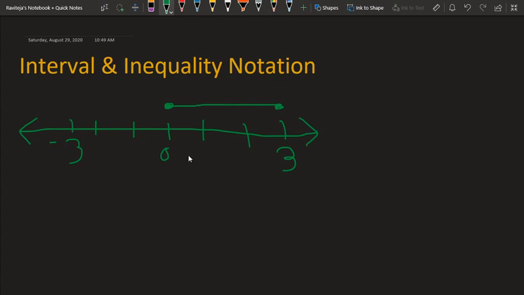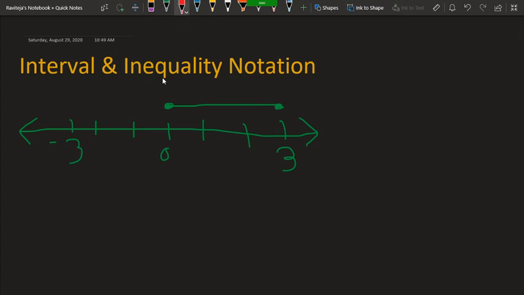Another thing to note is that 0 and 3 themselves are also included as x values. Why is this? This is because there are closed circles above the values of 0 and 3. 0 and 3 are the endpoints. 0 is the left endpoint of this line, and 3 is the right endpoint of this line. So we know that this line starts from 0 and goes to 3, and we know that 0 and 3 themselves are included as well because of these closed circles. Using this information, we can write our interval and inequality notation.